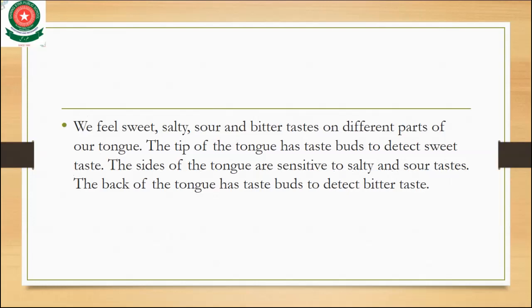Okay, and the tongue has three different parts: the tip of the tongue, the side of the tongue, and the back of the tongue. First, the tip of the tongue. The tip of our tongue can detect only the sweet taste. The side of the tongue can only detect the flavor of sour or salty tastes. And the back of the tongue contains taste buds which can detect a bitter taste.